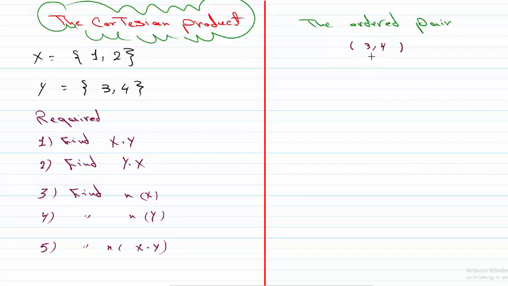The ordered pair consists of two numbers between brackets. The first number is called the first projection. That means the first number, which is 3, is called the first projection, but the second number, which is 4, is called the second projection.